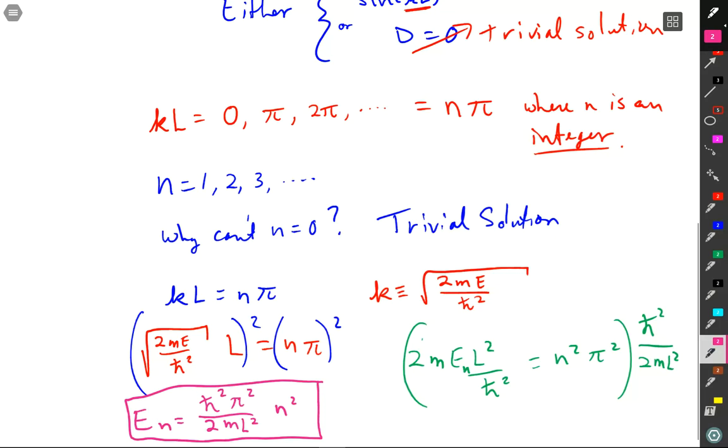But now we have quantized energies, only specific energies. And we have the actually startling outcome. What is the minimum energy I can have?